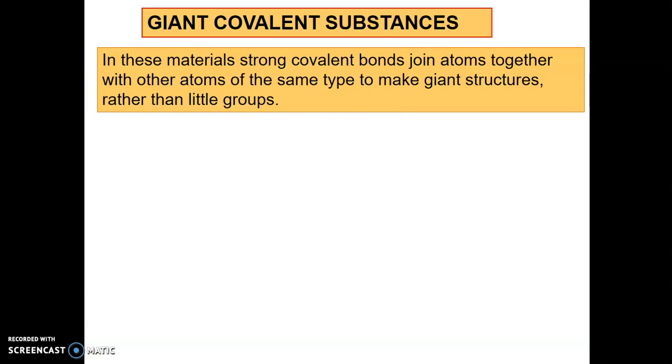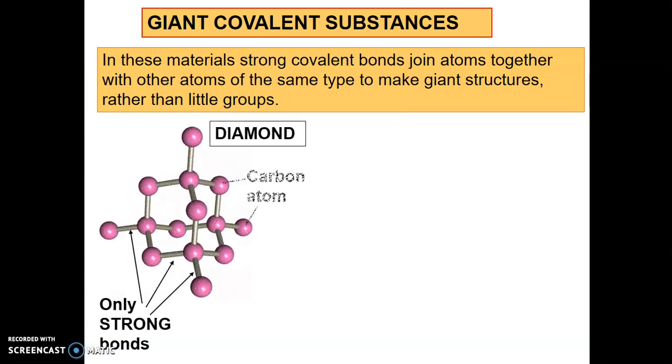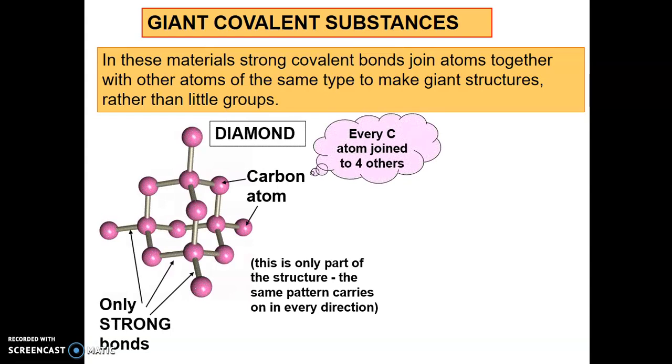Okay, so in these materials, there are strong covalent bonds between the atoms, which create giant structures. So rather than little small molecules like H2O or CH4, you have large structures of atoms all joined together with covalent bonds. So diamond, for example, that's just part of a diamond structure. Each carbon atom is joined to 4 others. So it has made 4 covalent bonds with 4 other carbon atoms. And that structure just repeats throughout the whole structure of the diamond. So depending how big the diamond is, that dictates how many carbon atoms there are.